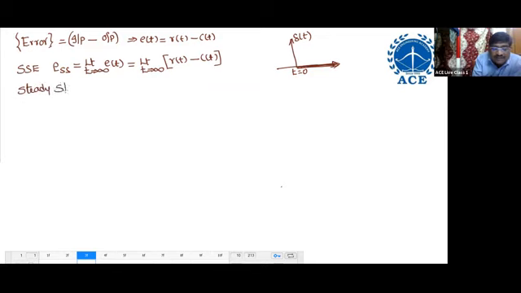Steady state errors for impulse input is not defined. For impulse input is not defined. For impulse input is not defined. For impulse input. Impulse input is not defined. Impulse input is not defined.